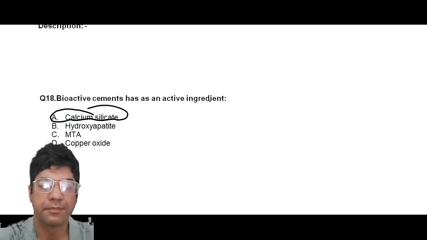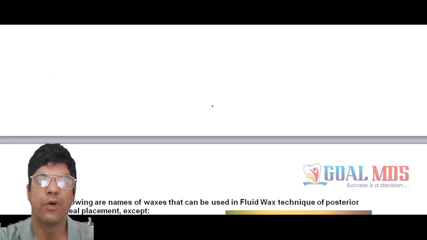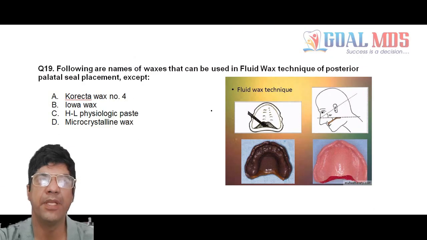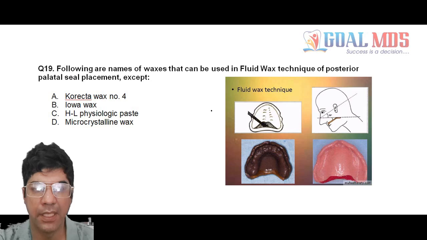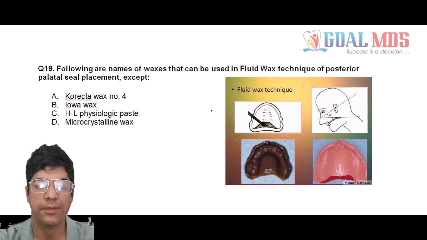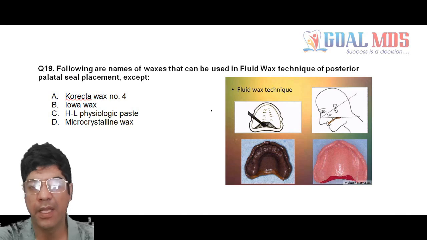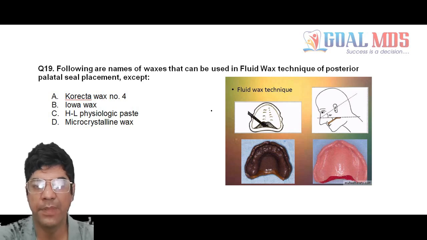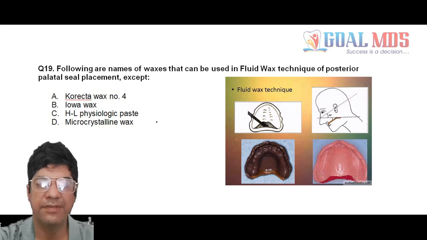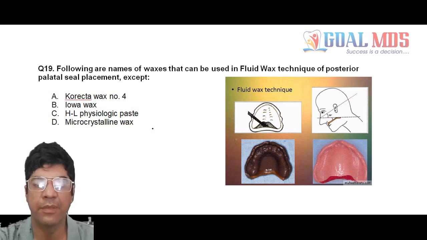Following are the names of waxes that can be used in the fluid wax technique for posterior palatal seal placement, except. Well, the microcrystalline wax is not typically used in the fluid wax technique of posterior palatal seal placement. Instead, waxes that flow at mouth temperature like Korecta wax, Iowa wax, and HL physiological paste are used for this technique. So these waxes will allow for proper adaptation and sealing of the posterior palatal seal in the dental prosthesis.